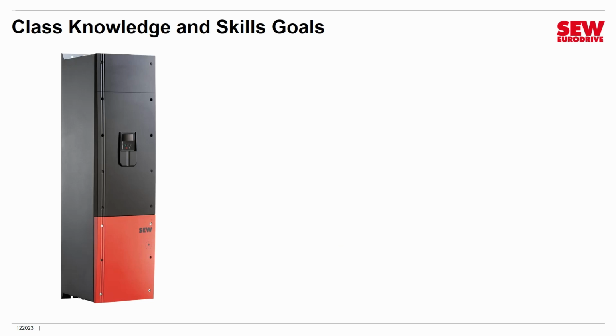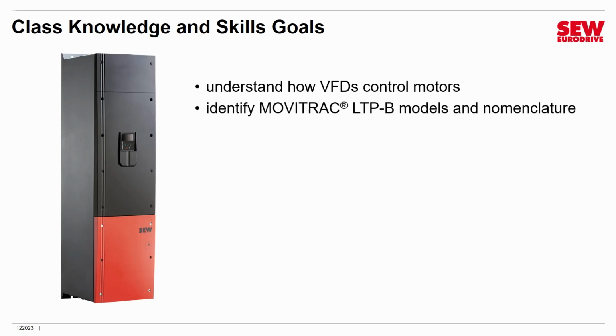So here's what we're going to learn in this course. These are the knowledge and skills goals that I have for you, and this is what you'll come away with when you finish the last session. You're going to understand how VFDs control motors. You're going to be able to identify MOVITRAC LTP-B models and understand their nomenclature. Those are the SEW codes that you'll find on the VFD's nameplate, and you'll be able to interpret those once you've completed that session.